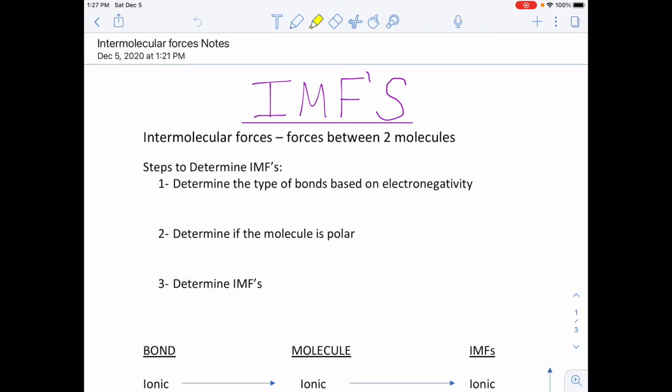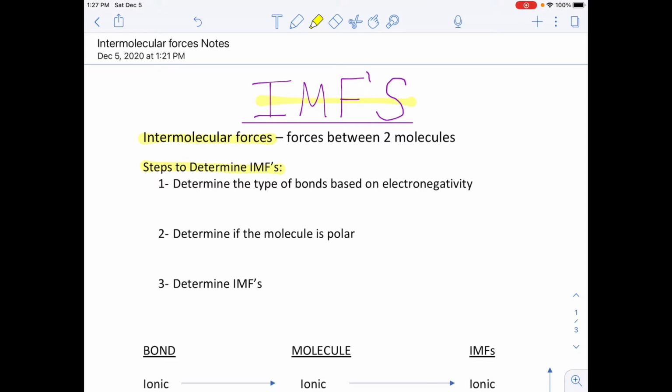Today we're going to talk about something called intermolecular forces. They are abbreviated as IMFs. Okay? Intermolecular forces are the forces between two molecules, just like interscholastic sports are between two different sports teams, like Palatine against Fremd. Okay, there are 3 steps to determine intermolecular forces. Let me go through the steps with you, and then we will go through some examples.